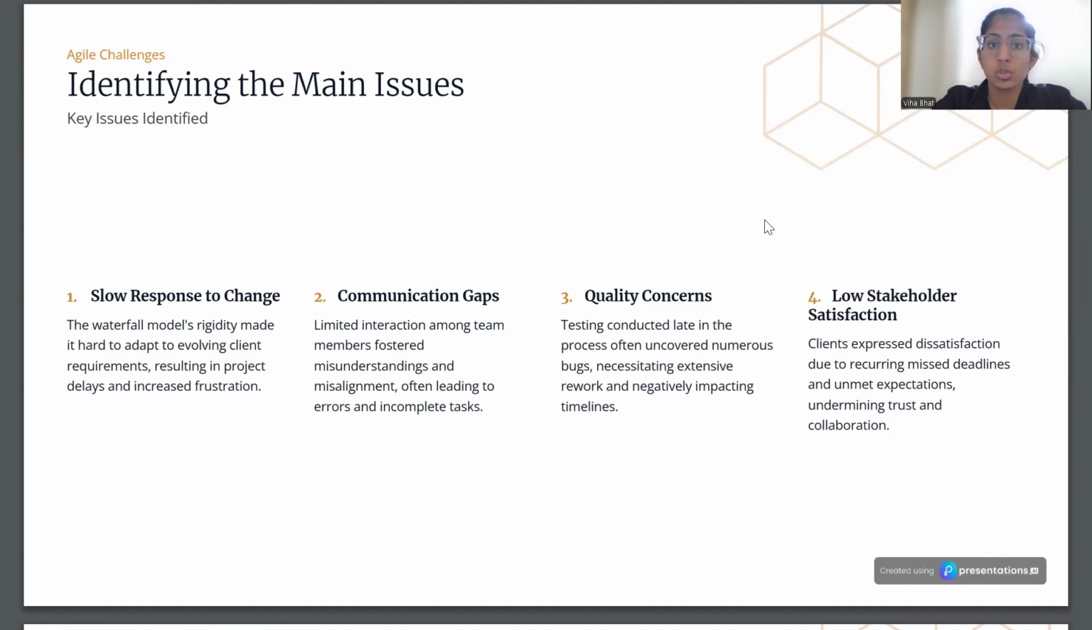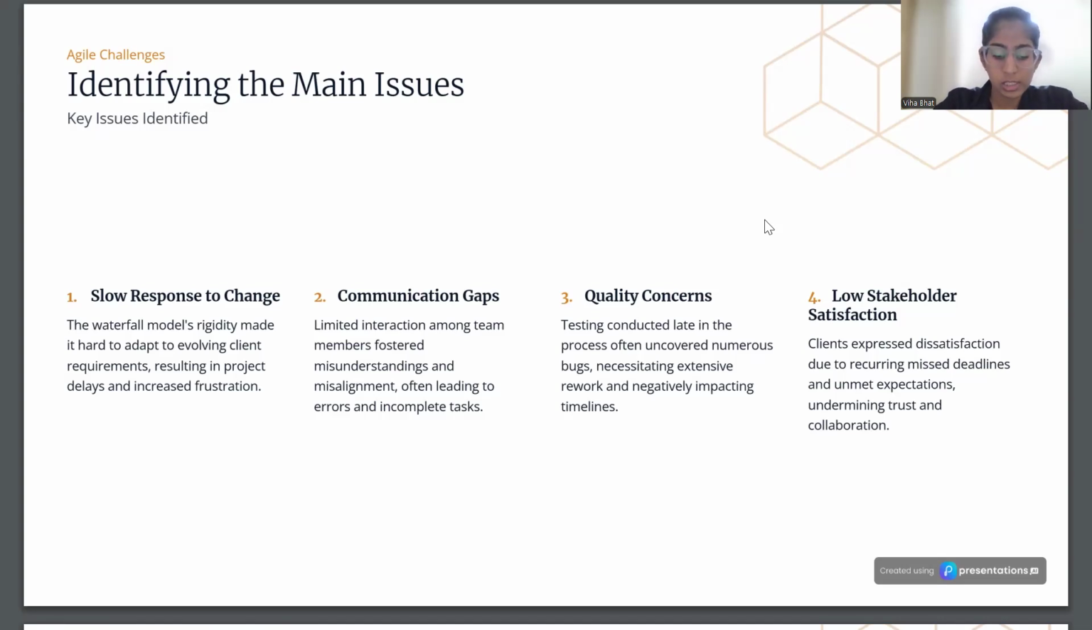The first issue identified was slow response to change. Any changes or updates in requirements were met very slowly by the company. The waterfall model was very rigid and it was very hard to adapt to any changes using this model. Next was communication gaps.